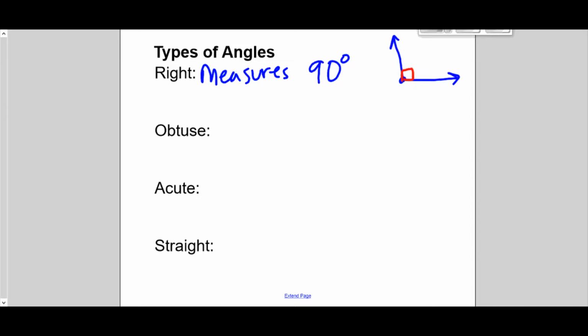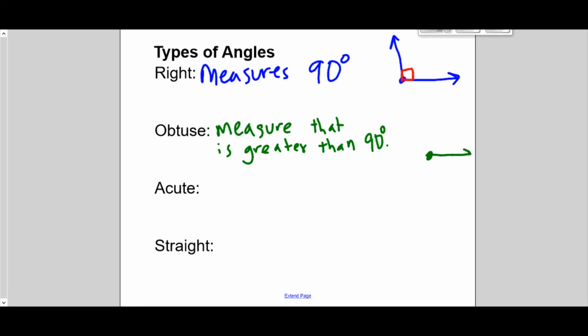An obtuse angle has a measure that is greater than 90. So obtuse angles are greater than 90 degrees. So here's my ray. My other ray would look something like that. So this is the angle that I'm referring to. This is more than 90 degrees.